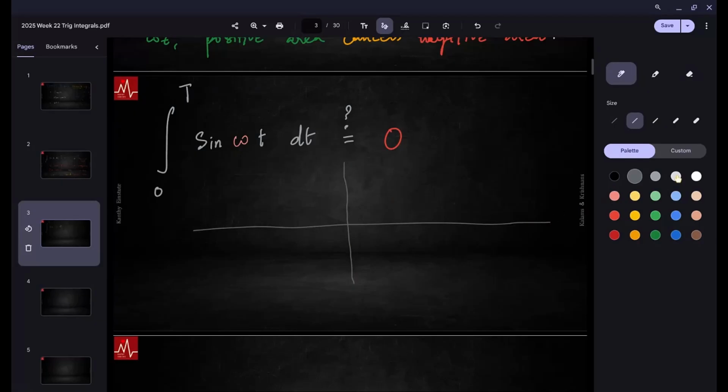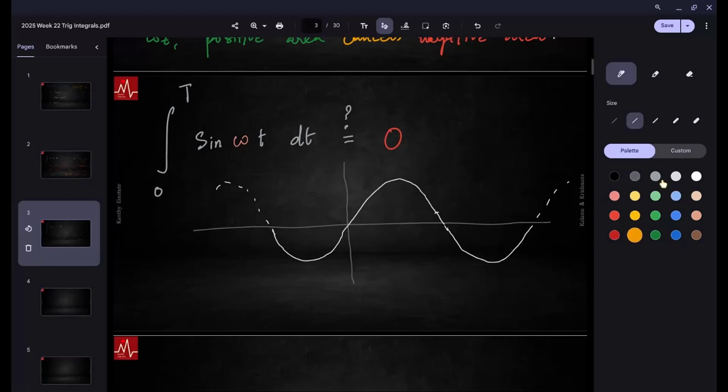If I draw this, how will the function look? Again, it's going to be like this, and it's going to be like that. Your sinusoid. Okay. But the values are going to be different.